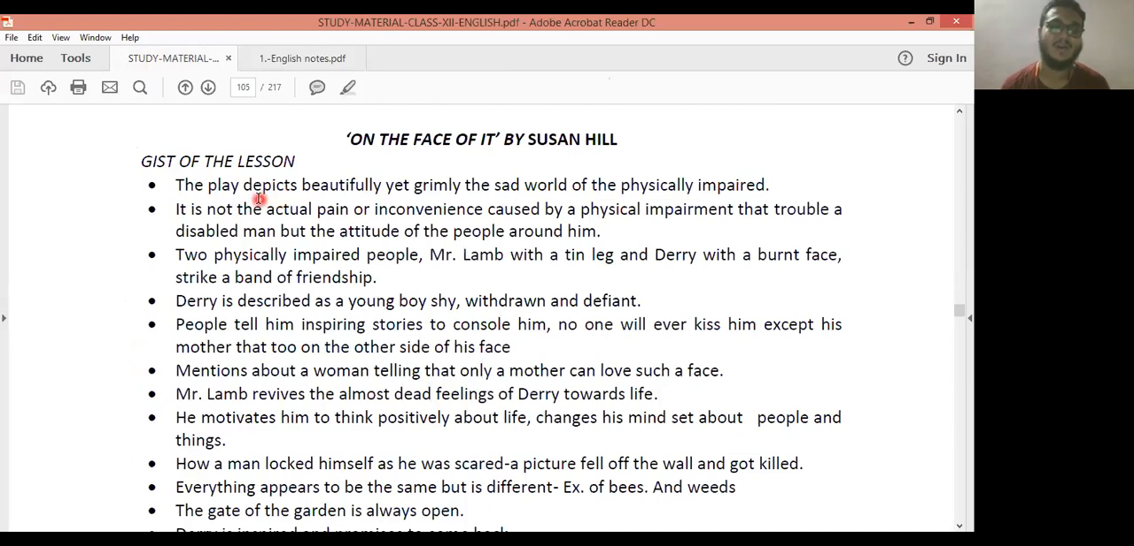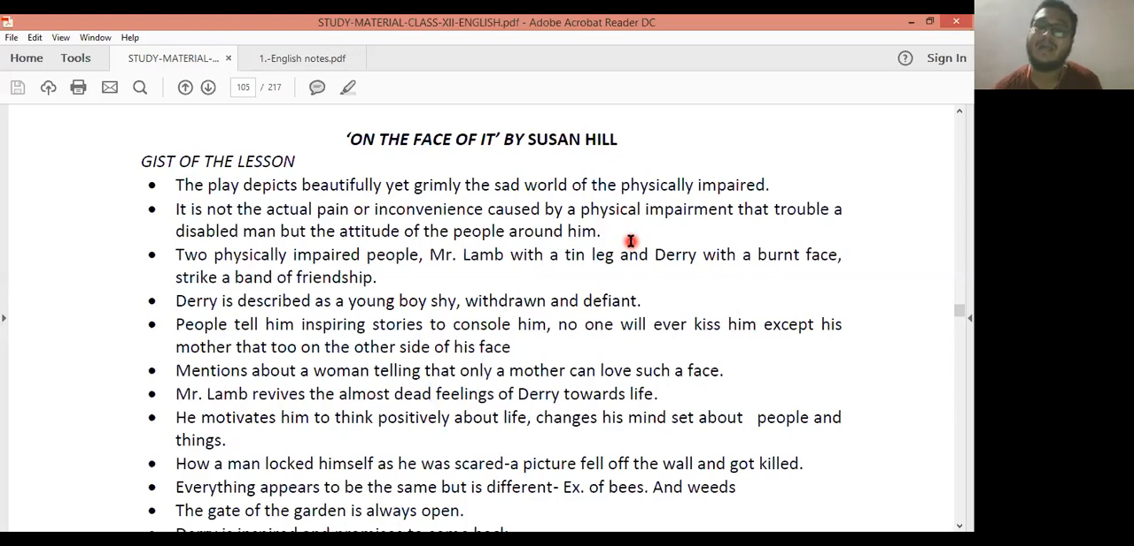When the play starts, this is a play, so there is a conversation with the characters. The play depicts beautifully yet grimly the sad world of the physically impaired. These two are physically impaired. It is not the actual pain or inconvenience caused by physical impairment to the disabled man, but the attitude of the people around him. Yes, correct, students. This line is correct. It's not the real problem for students who secure less marks, but the environment where they focus on the others. This boy has secured less marks. This girl has secured less marks. That makes that individual think in a bad condition.